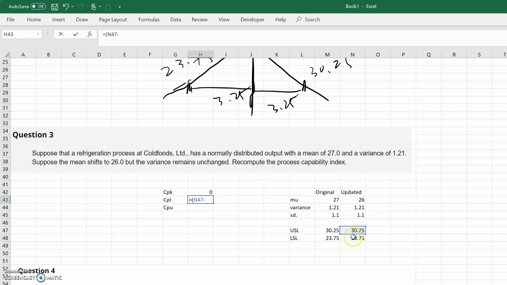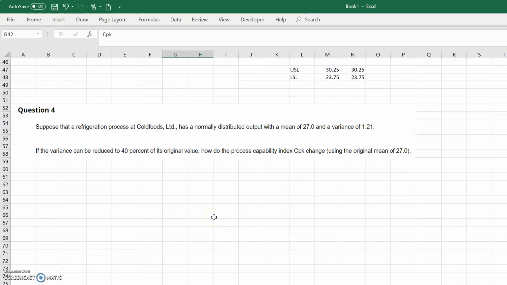For the lower end process capability, minus... no, I'm using upper. Sorry. If it's lower, it has to be average minus the lower spec, divided by 3 multiply the standard deviation. And this part is upper spec minus average, divided by 3 multiply 1.1. But make sure you wrap it with a parenthesis, otherwise you will get a different result. So the upper part is capable, but the lower part is not capable, therefore making this overall process incapable of making the parts.